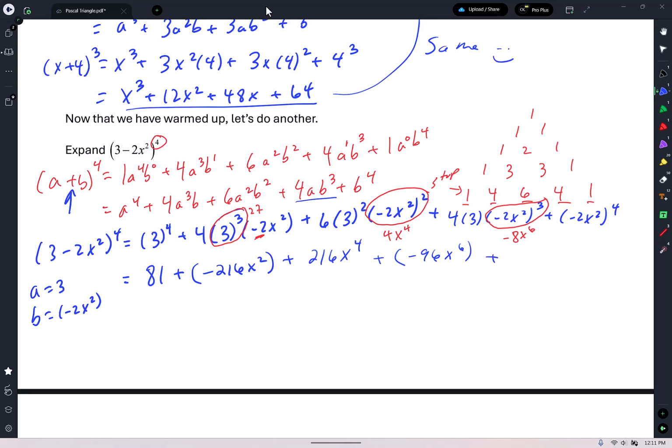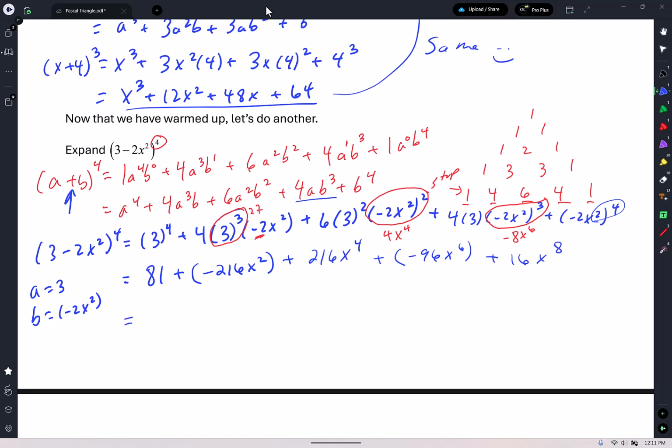And then plus, this is going to be definitely a positive. 2 times 2 is 4. 4 times 2 is 8. 8 times 2 is 16. So 16 x to the 8. I don't see any issues. I think we are good.